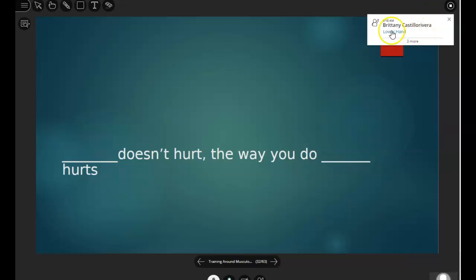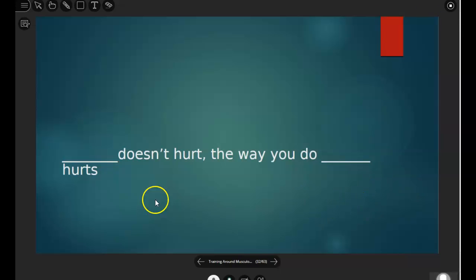Technique is so important for making sure that nobody gets hurt. So blank doesn't hurt, the way you do blank hurts. It's not that deadlifting hurts, it's the way you do deadlifts that hurts. So technique is really, really imperative. The whole point of good technique is to protect your joints. So that's always the first thing.